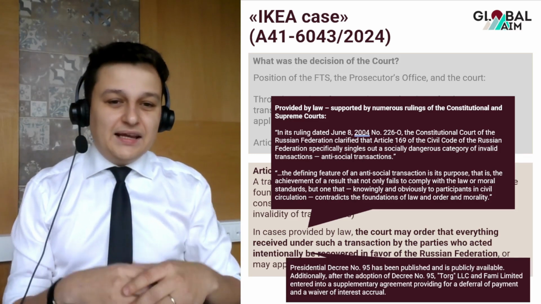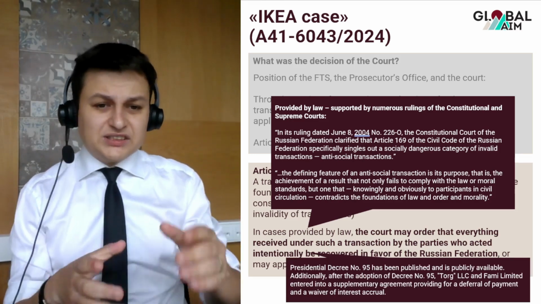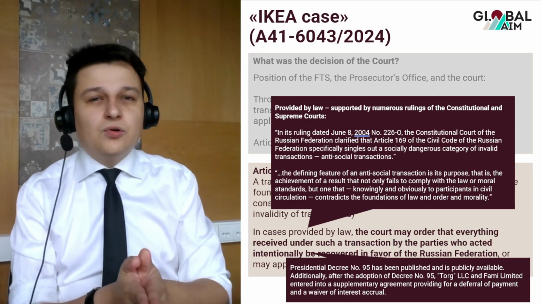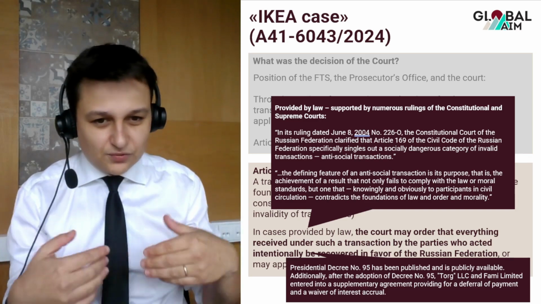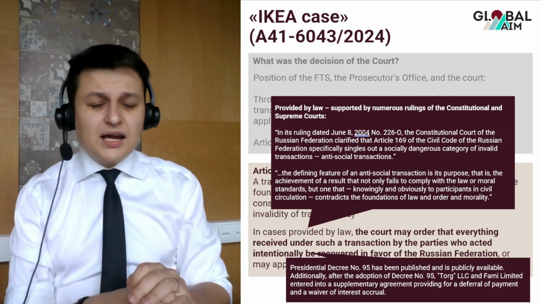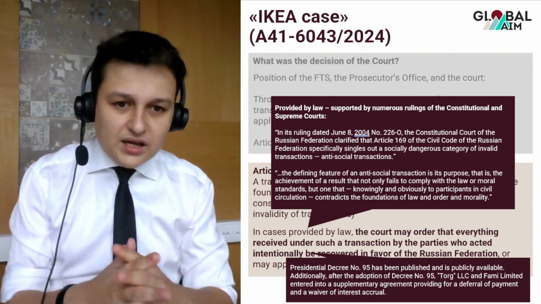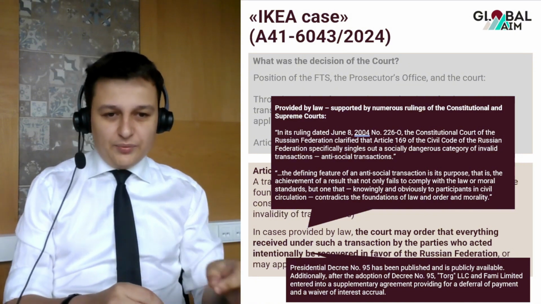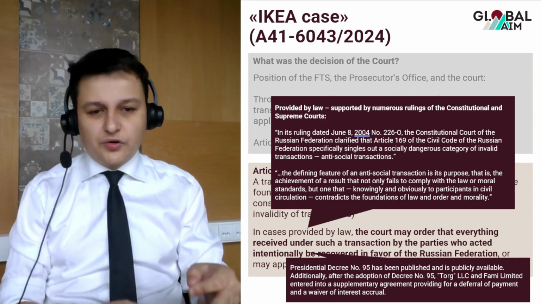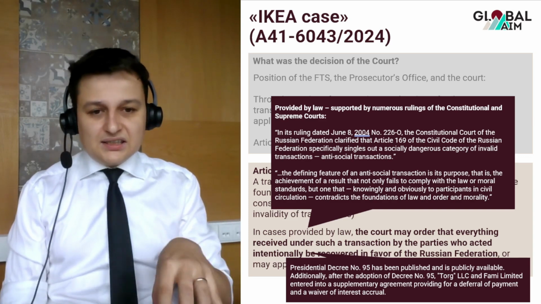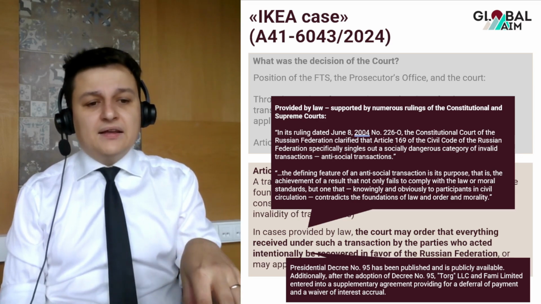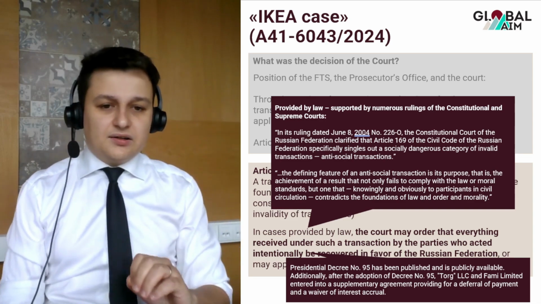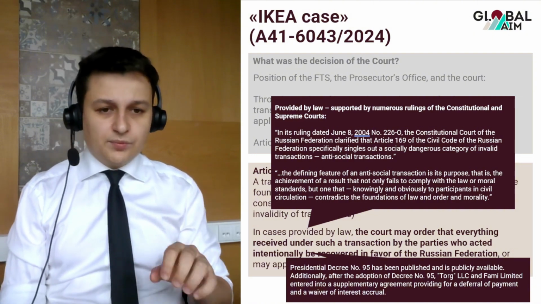From the perspective of the intentionality, the court said that the presidential decree is published and publicly available, so you should have known about the existence of this decree. And additionally, and this is actually a great argument, LLC Torque and FAMA Limited entered into a supplementary agreement right after Presidential Decree 95 was introduced. This additional agreement provided that the payment of the debt should be deferred, and the foreign company even waives its right to the accrued interest within the credit line.